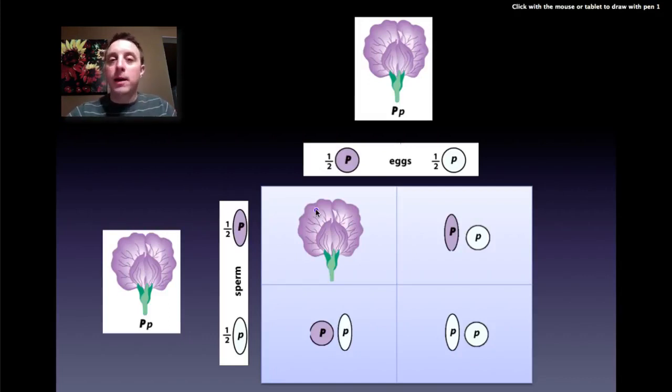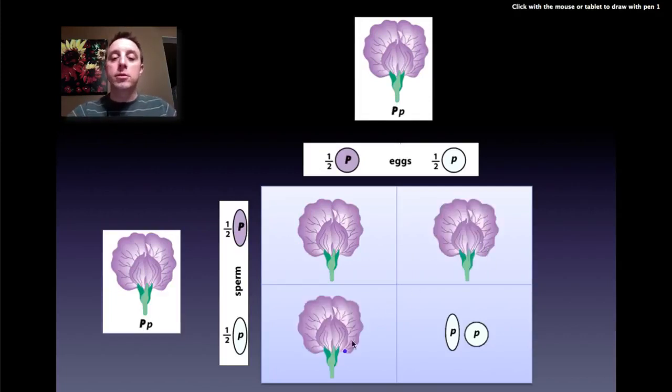That one's going to be purple, obviously, because it has two copies of the purple allele, so that's all it can really be. These two here, remember, since purple is dominant over white, they're both going to be purple. They're going to express that purple allele and not the white allele. And then this guy down here, the homozygous recessive individual, is going to have white flowers.